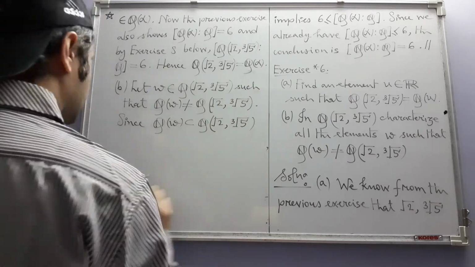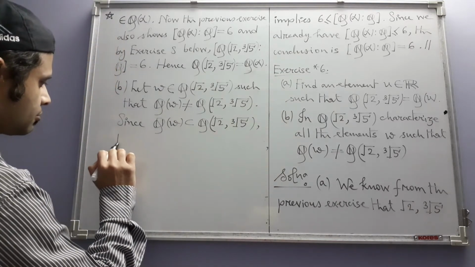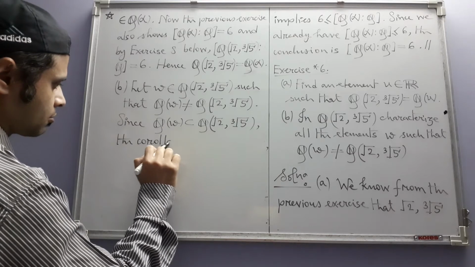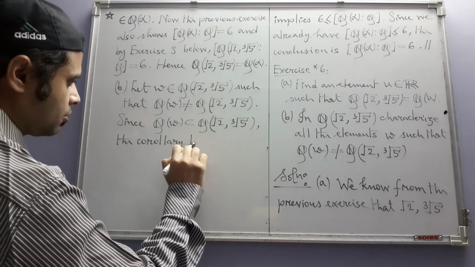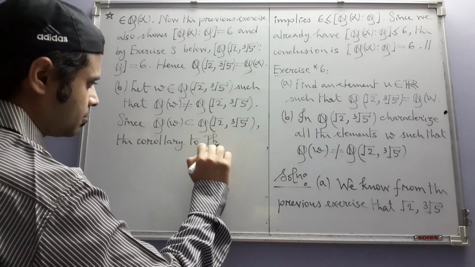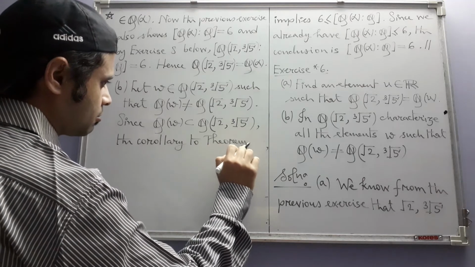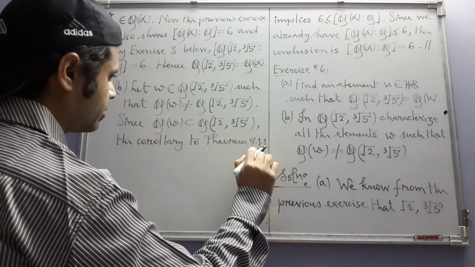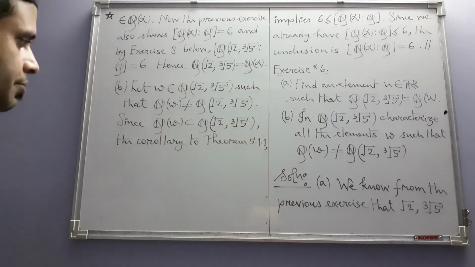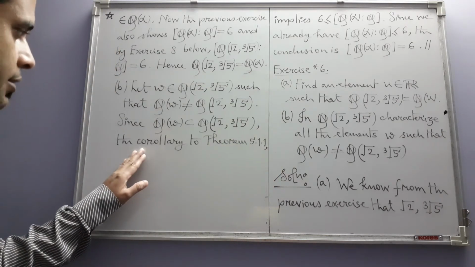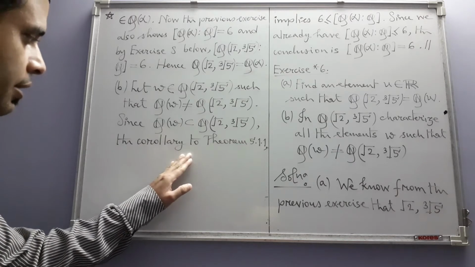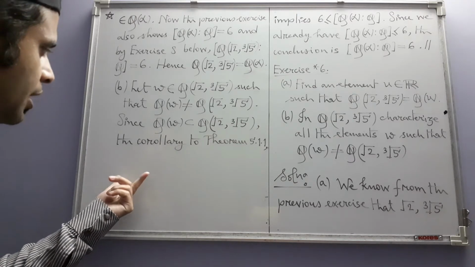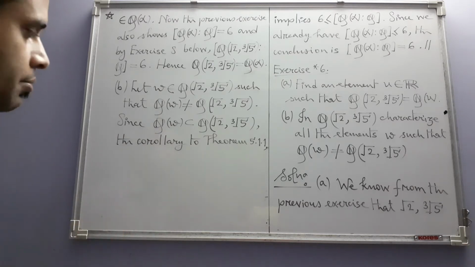Since this is contained in this, the corollary to theorem 5.1, it's these things we don't have to write again and again, provided Herstein cared to give a number to this corollary, we could have directly referred to that number.